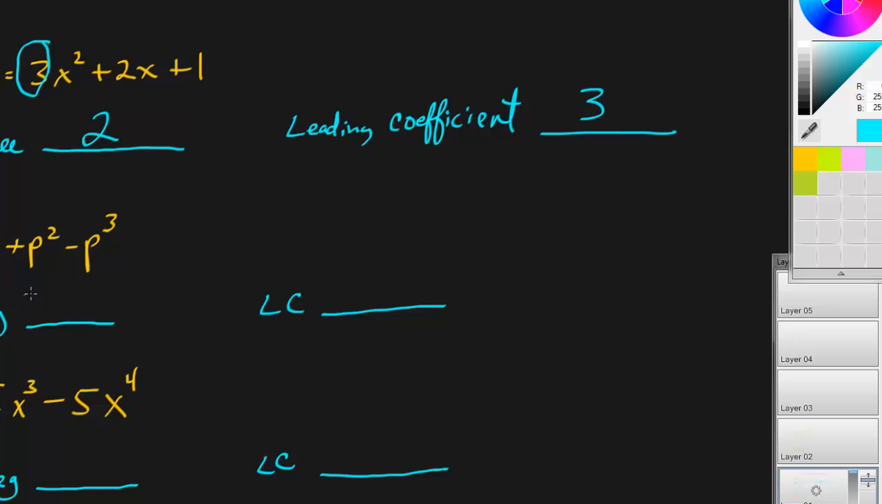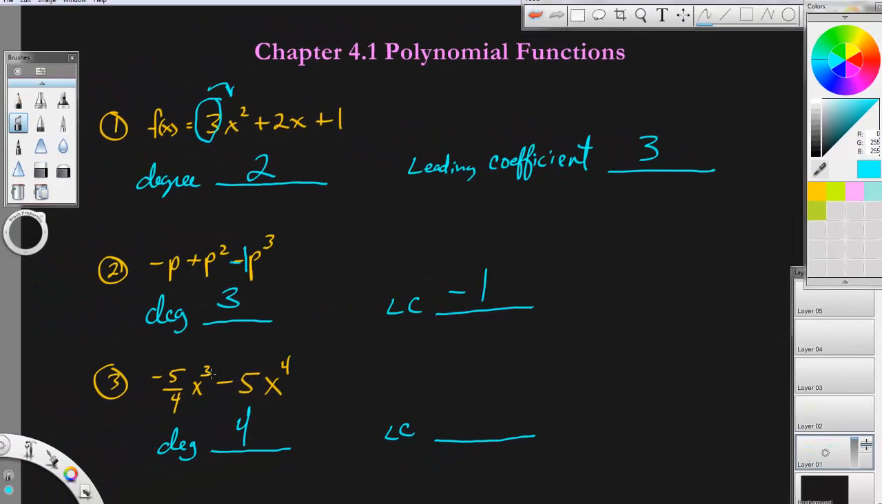Okay, what's the degree of number 2? That's 3. And the leading coefficient would be -1 because that's the number in front that multiplies. A coefficient is a number that multiplies the variable term. So that'd be -1. This one, the degree, 4. Remember, it's the highest one, not necessarily the first one.